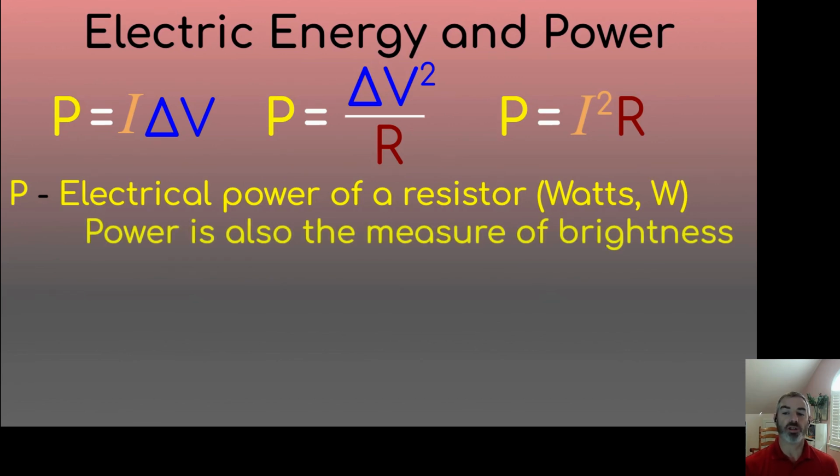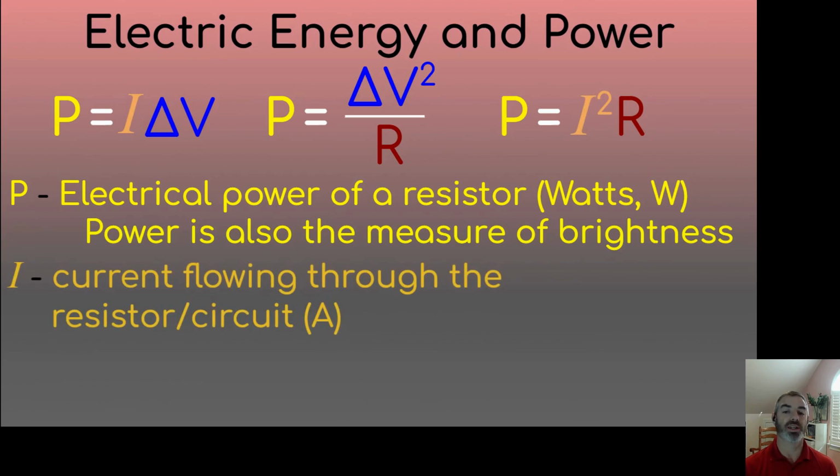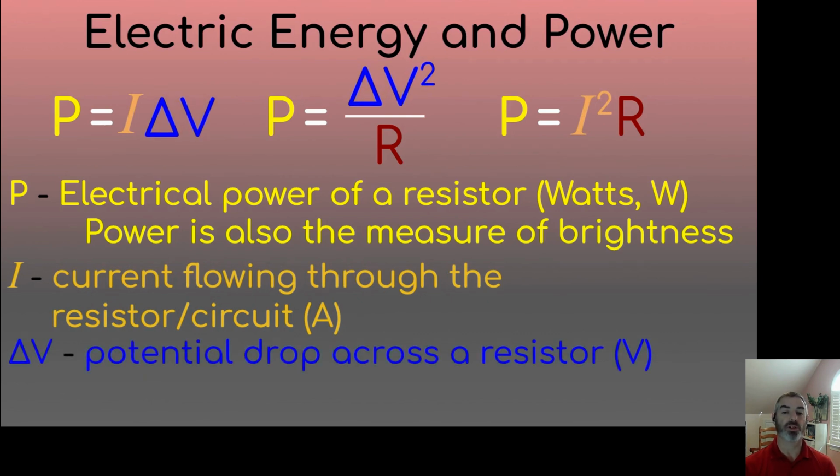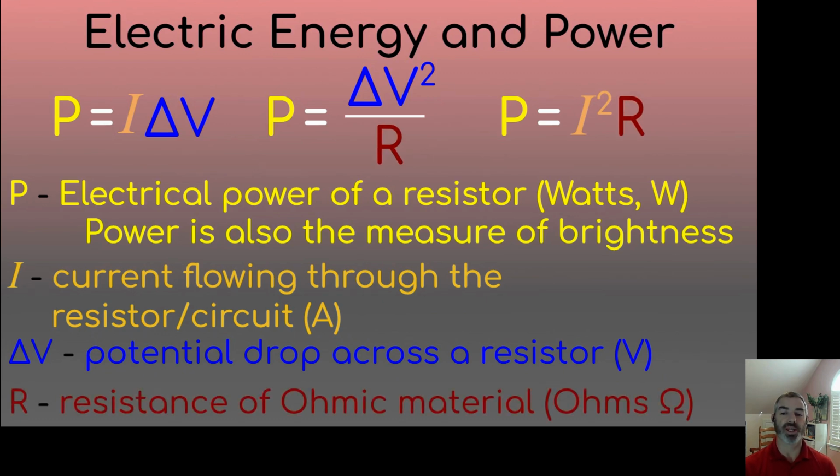Power is also the measure of brightness. So the brightness has to do with the amount of current. So lesser current means a lesser brightness, or a lesser potential drop also means a lesser brightness. So when you're asked to discuss brightness of a bulb, you need to talk about current, change in potential, or both, and what happens to each of those values. I is the current flowing through the circuit, that's measured in amps. Delta V, that's the potential drop across the resistor, measured in volts. And R is the resistance of the ohmic material, and that is measured in ohms.